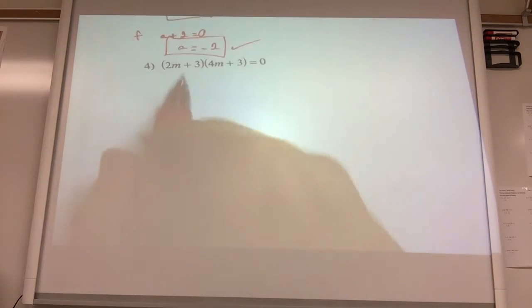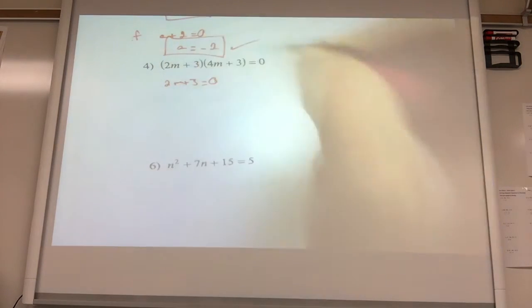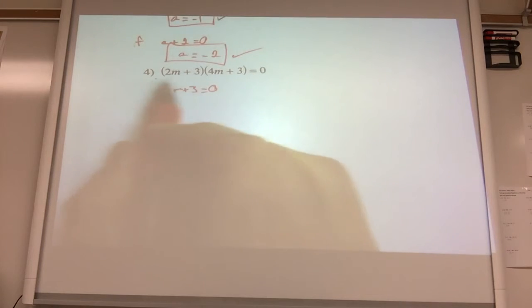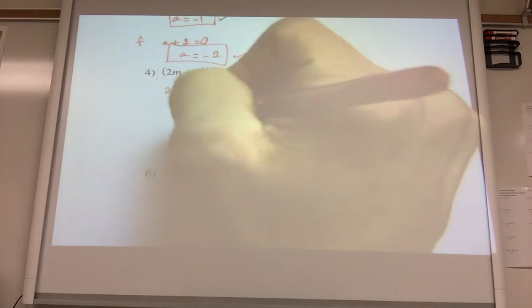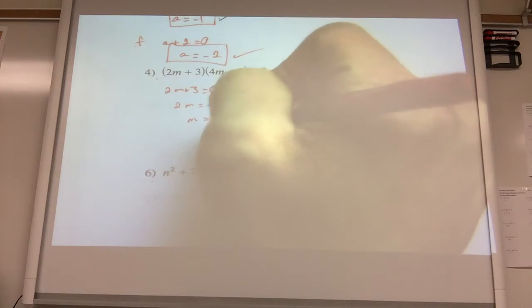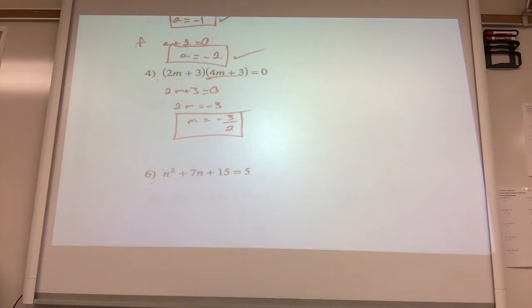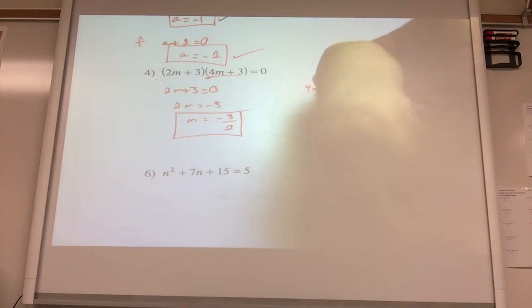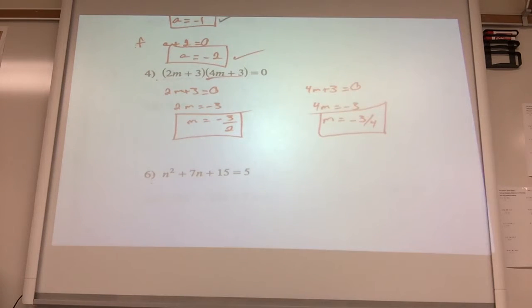Let me do it one more time. If that equals 0, then that would be a solution. So I would do 2m equals -3, m equals -3 over 2. That's one of my solutions. Or that could possibly equal 0. So let me do the other one now. 4m plus 3 could possibly equal 0. So 4m equals -3, m equals -3 over 4. So those are my two solutions.